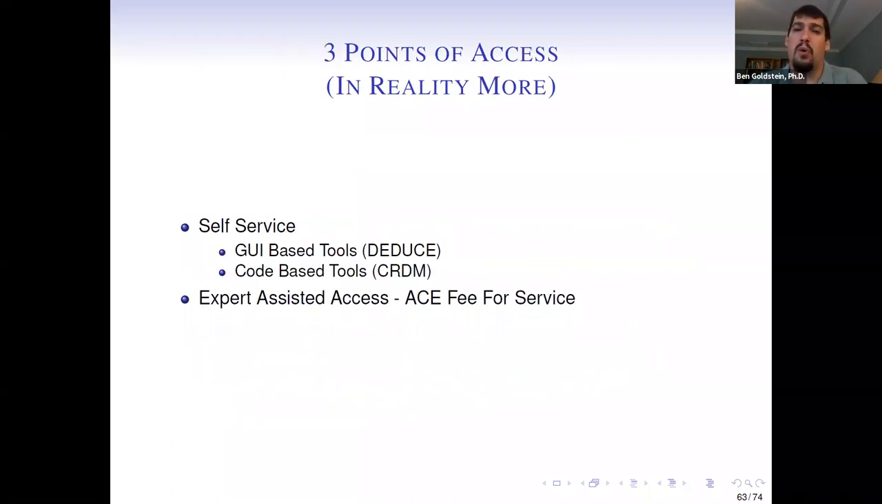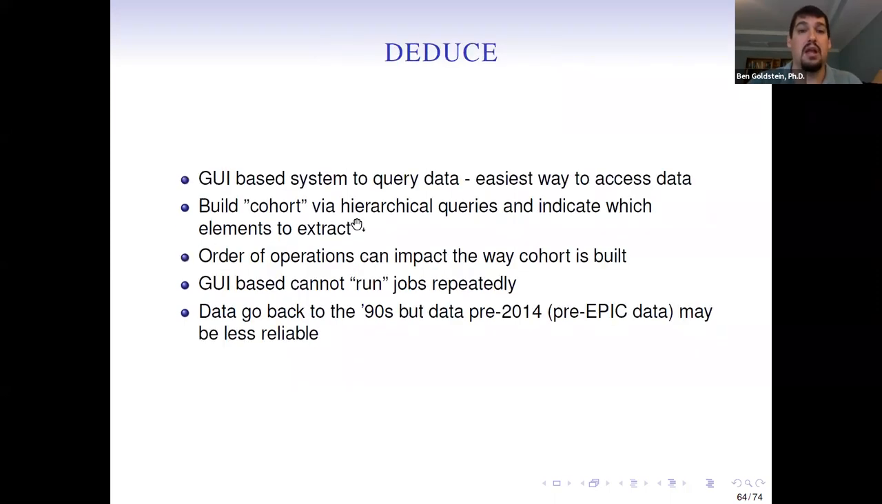I'm going to talk about three points of access. In reality, there's more points of access here, but these are the three main points of access to get EHR data. So we have a self-service tool called Deduce. This is a GUI-based tool. There are code-based tools, and I'm talking about one particularly called the CRDM, which is one I've personally been involved in developing. And then these are both self-service options. And then there is the option for getting expert-assisted access to work with a group within DHTS called ACE that can provide data to you. I'm going to emphasize mostly the CRDM, because that's what I've worked with.